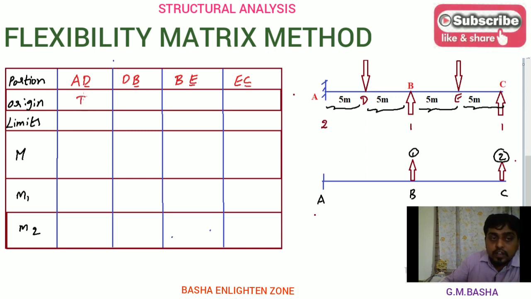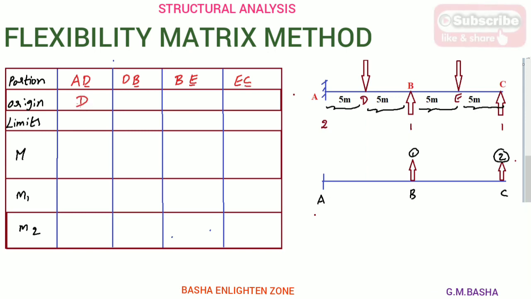So it is very convenient if you take origin points, which is the next value. In the AD span you can take down A, D. Similarly here B, E and here C. Again, what are the limits? Here we are taking the origin point as this one, and from here to here the span length will be 5 meters. So 0 to 5. Your limits will be 0 to 5.